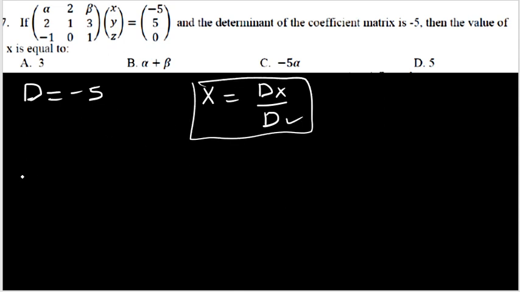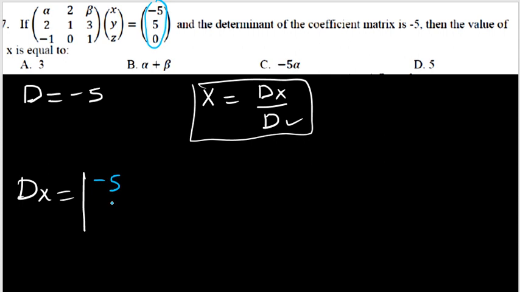The d is already given, which is -5. Let's find the dx. When you say dx, what to do? The first column will be replaced by the constants here: -5, 5, and 0. The rest of the columns will be taken as they are: 2, 1, 0, and beta, 3, 1. Let us find the determinant of this.